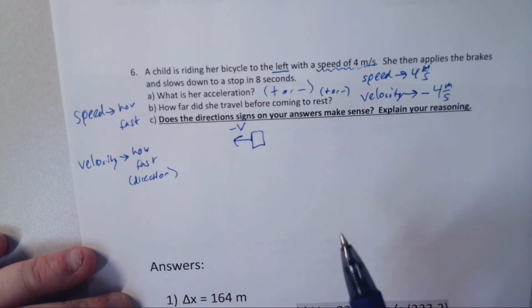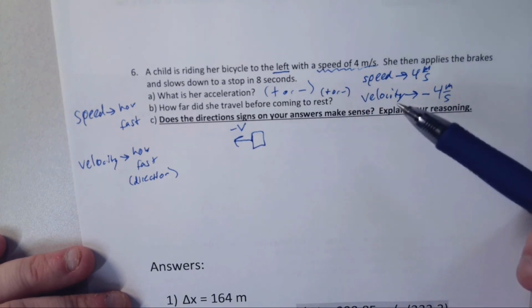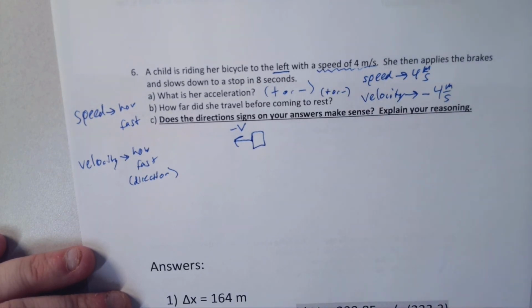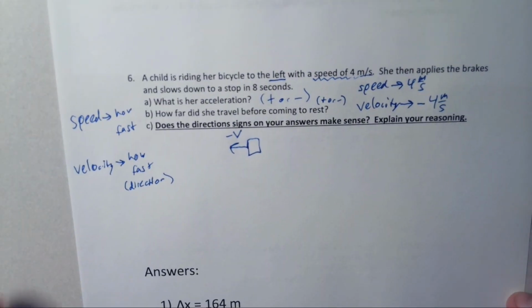So we know that she's slowing down. And the misconception about slowing down is people always think, oh, negative acceleration, that must mean you're slowing down. That's not the case. You have to look at the original context of the problem. Oop, my lights just went off in my room. The original context of the problem.